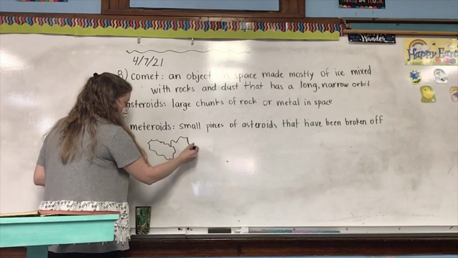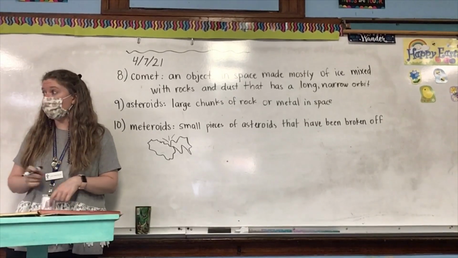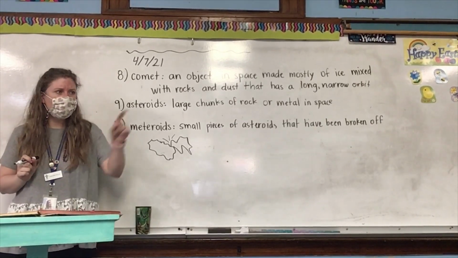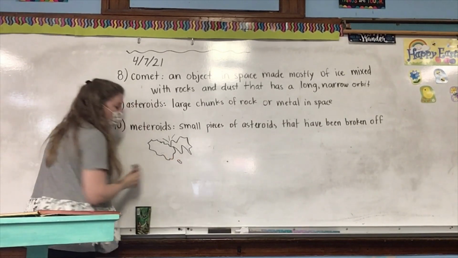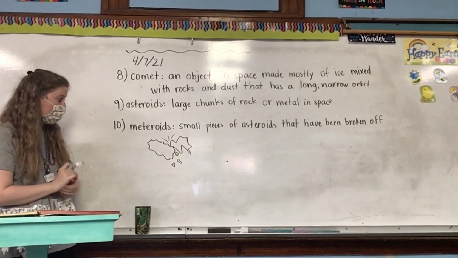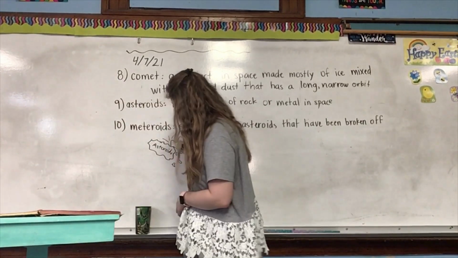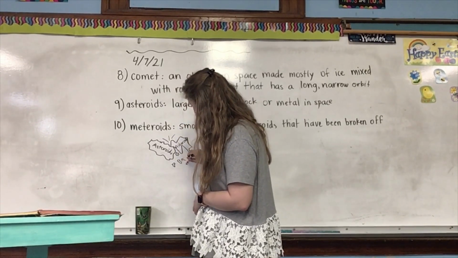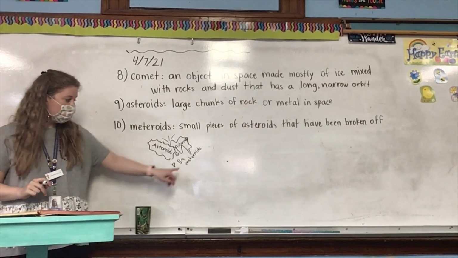Sometimes they bump into each other. And what happens sometimes when you hit one rock against another? What happens sometimes? Not all the time. A piece breaks off. And we have these smaller pieces that have broken off. These are asteroids. These are meteoroids. The broken pieces of asteroids are meteoroids.